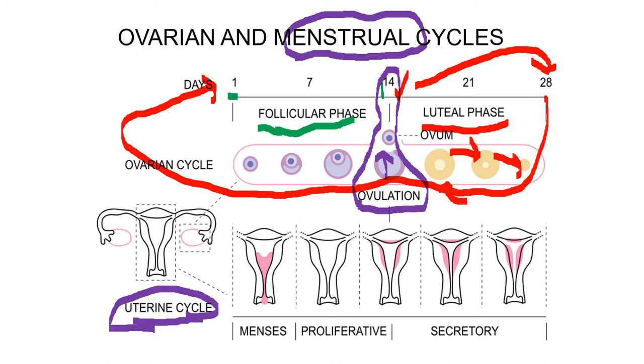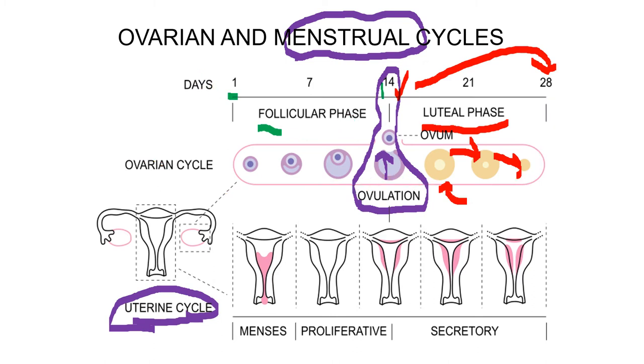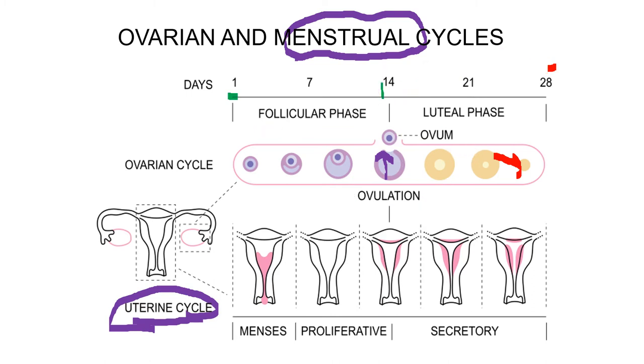Let's move on to the menstrual and the uterine cycle. Now, what I'm going to do is we're going to talk about the same 28-day calendar. This stuff is happening at the same time. Now we're just moving on to the uterus.